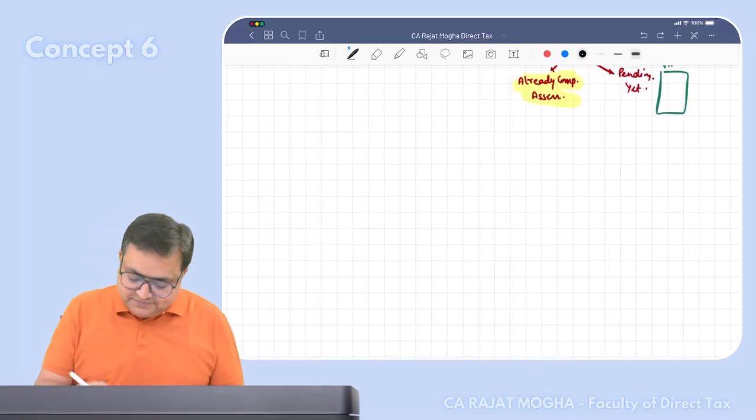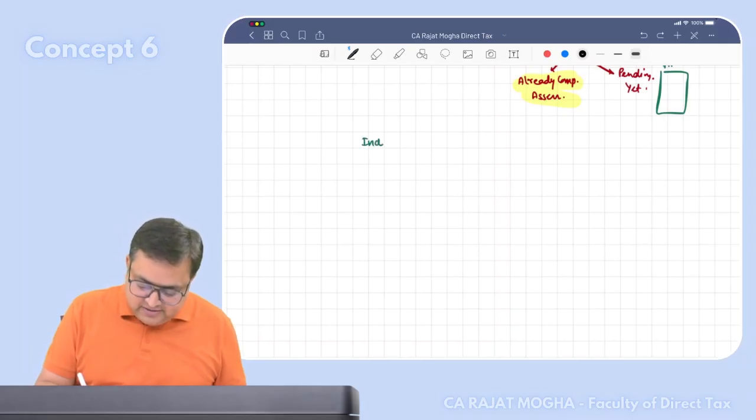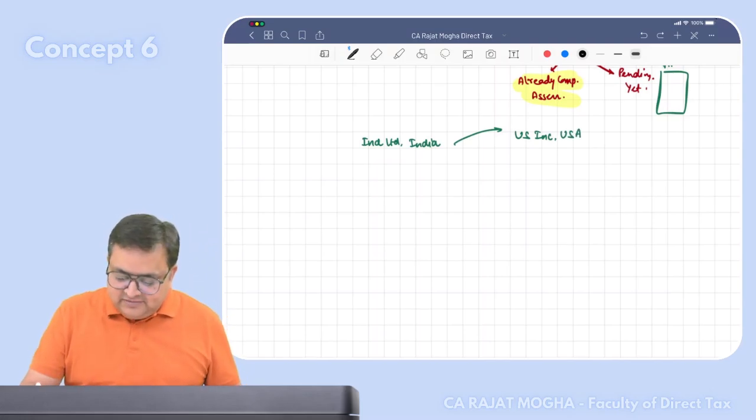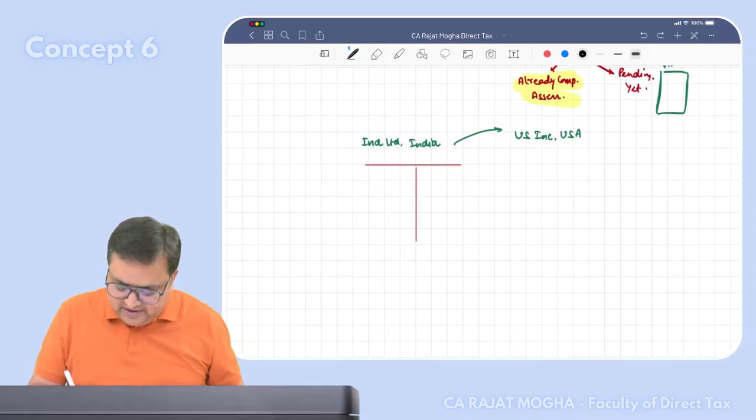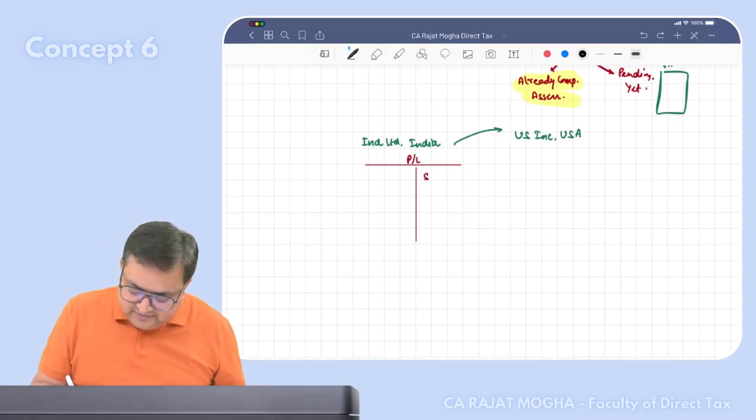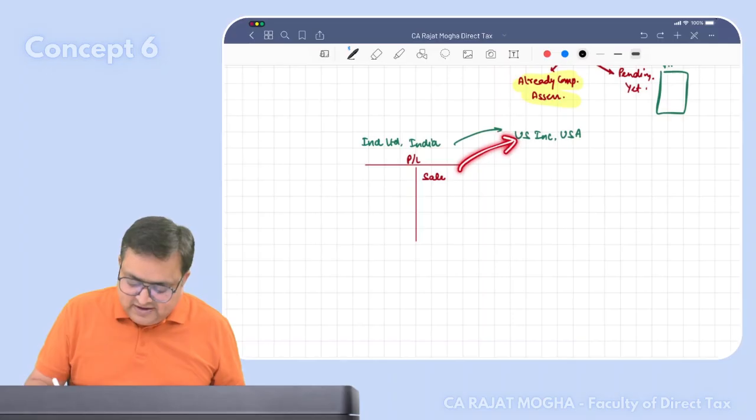See, what happens is, let's say there is an assessee, for example, IND Limited, India, and it has an associated enterprise, say, US INC, in the US. Now, let's say IND Limited India has made a sale. Let's say it's an income transaction. So in their P&L account, they have made a sale to US INC of, for example, rupees 10 crores.